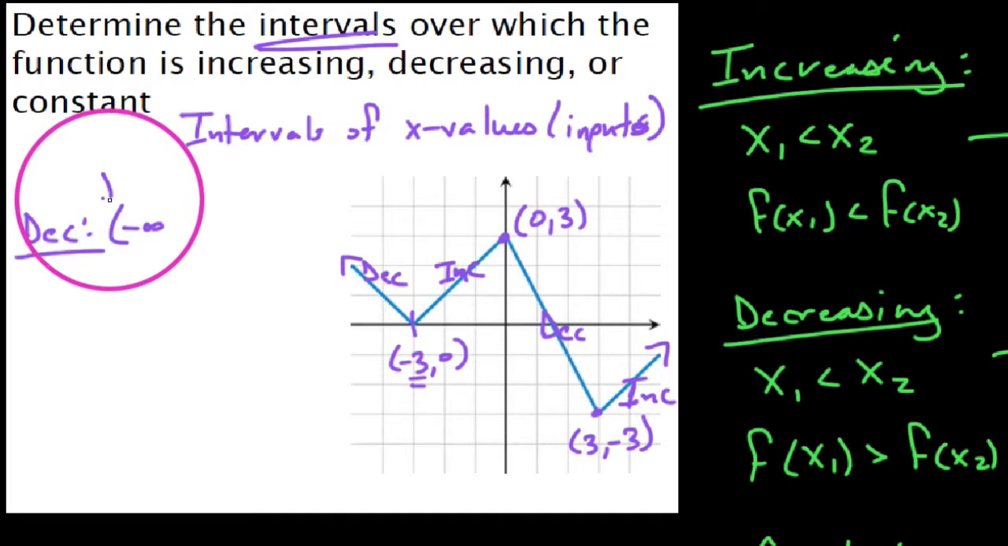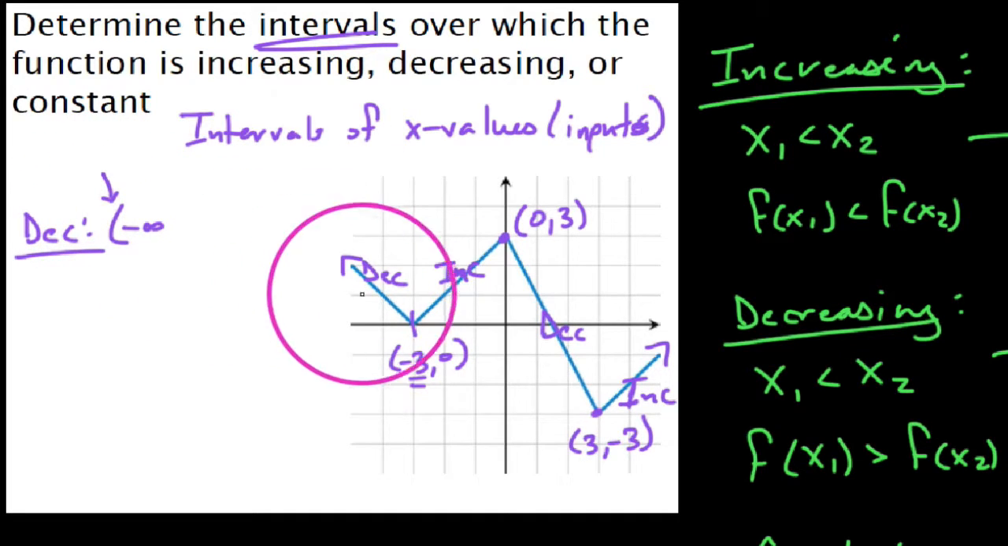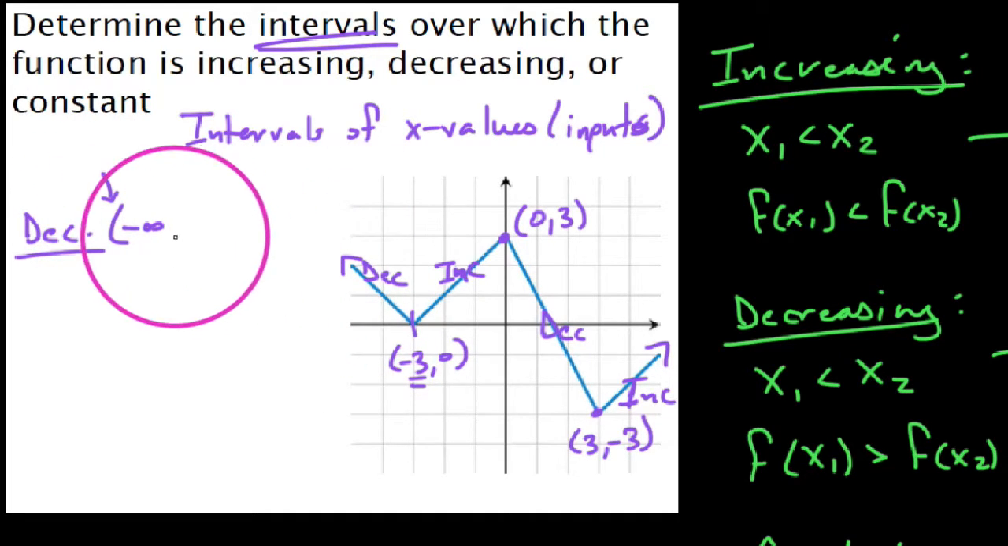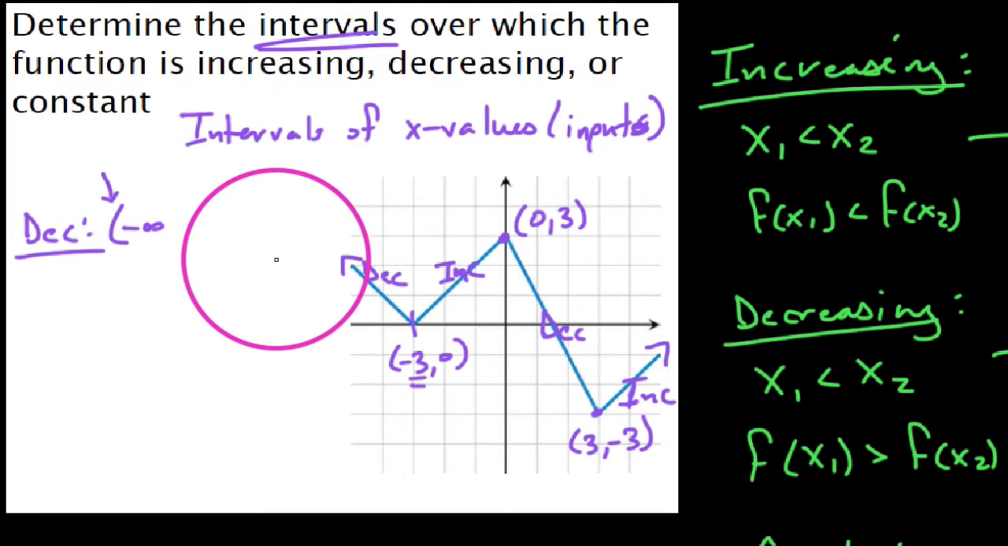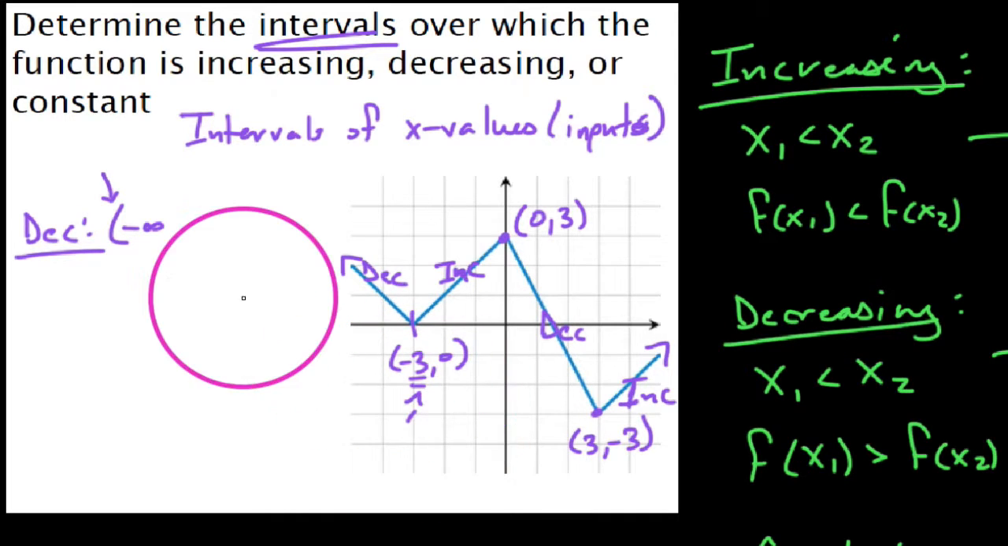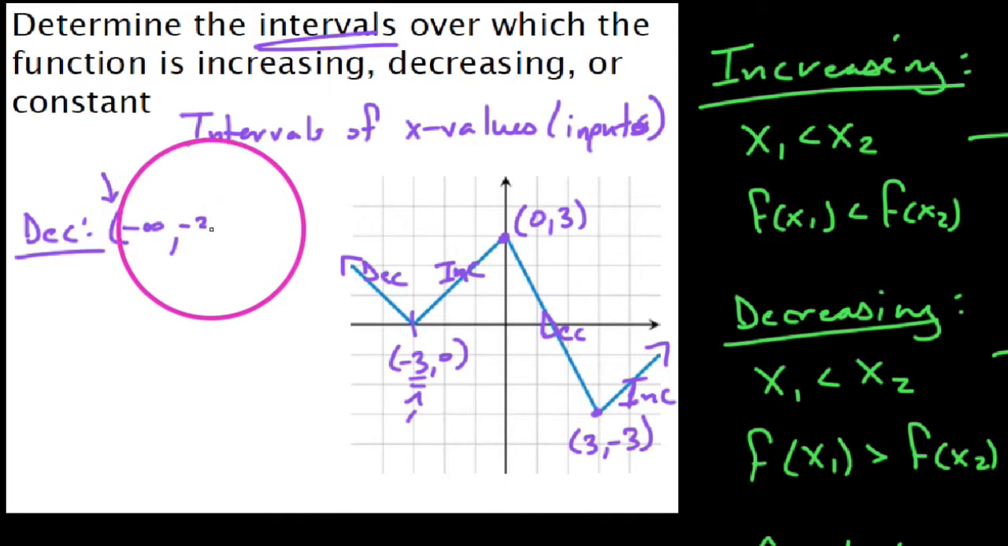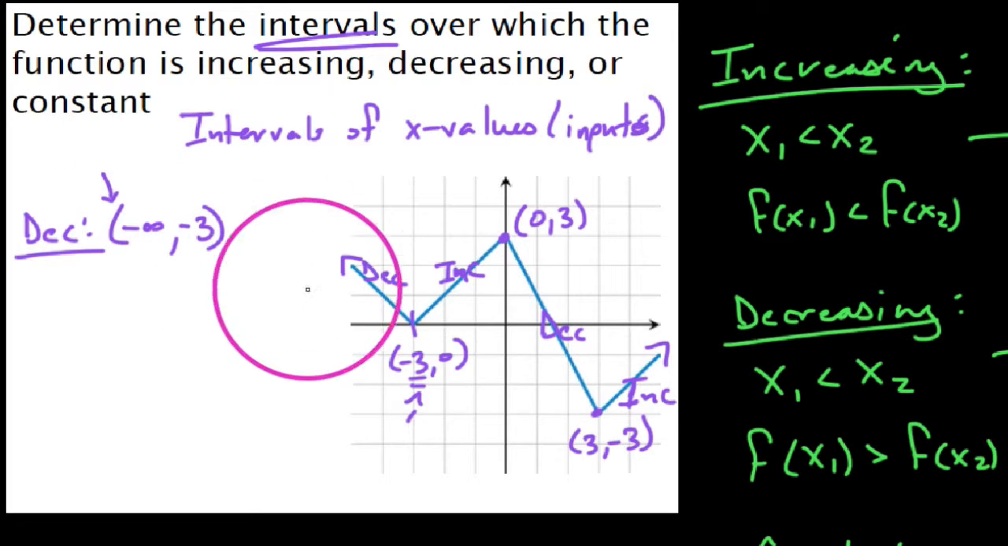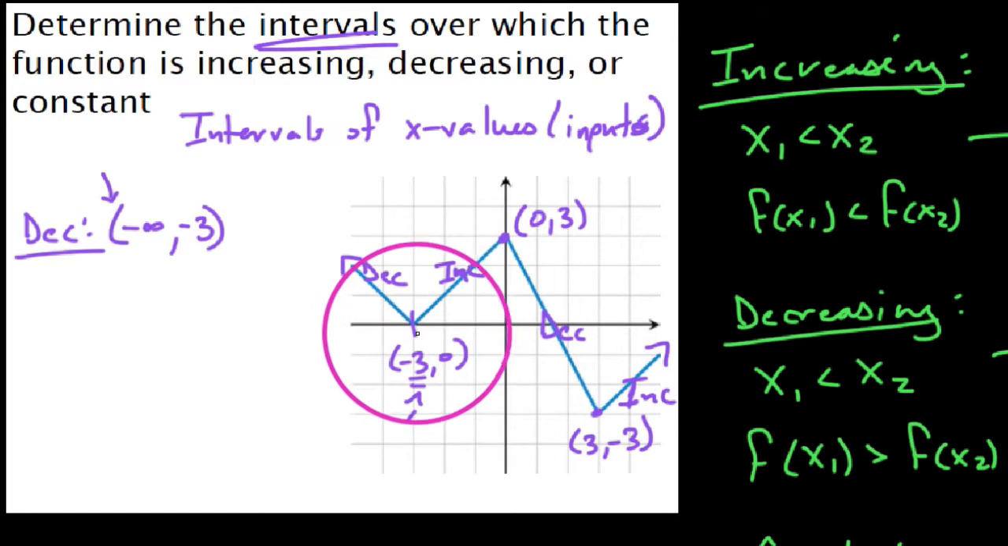You'll notice that I used a parenthesis here because it's stopping at it. It doesn't include negative infinity. It just keeps going on forever and ever. But the left endpoint of that decreasing interval is from negative infinity up to this x value right here. So we'd say on this interval of x values from negative infinity to negative 3, and you'll notice that I didn't include negative 3, it is decreasing.